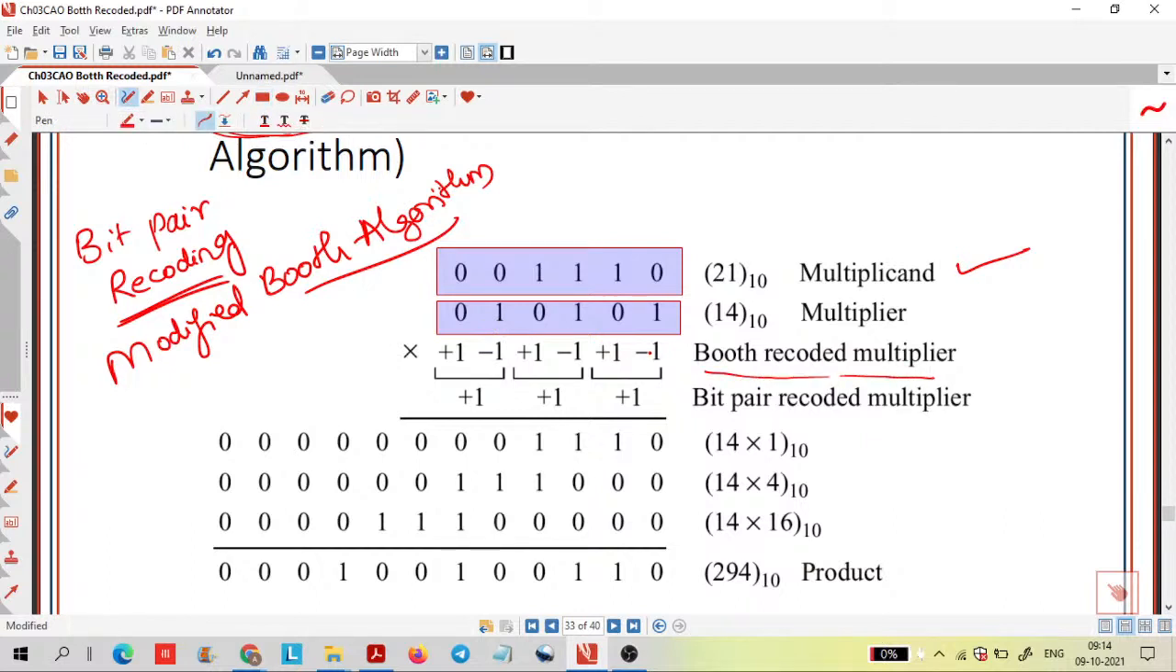Then after that we go with the Booth recoded multiplier. In Booth recoding, if we find a 1, then we write it as -1. For the next 0, +1. For again 1, -1, 0, +1, again 1, -1, 0, +1. After this recoded multiplier, we form pairs. That only we call bit pair recoding. Fourth step, we call it bit pair recoding.